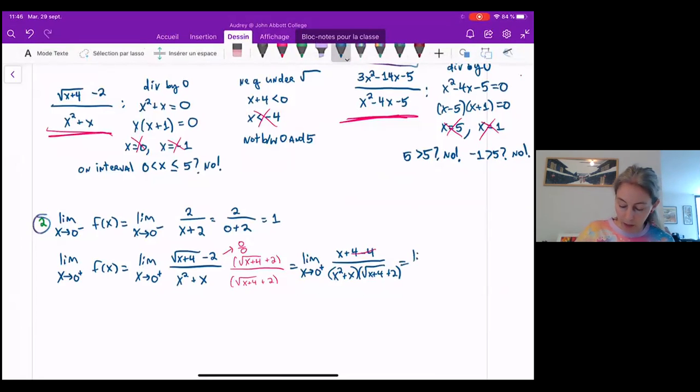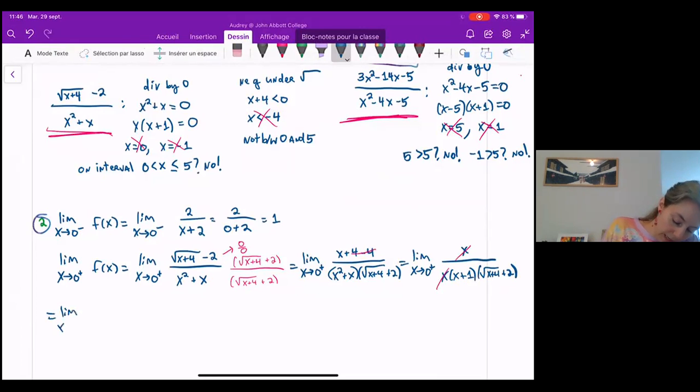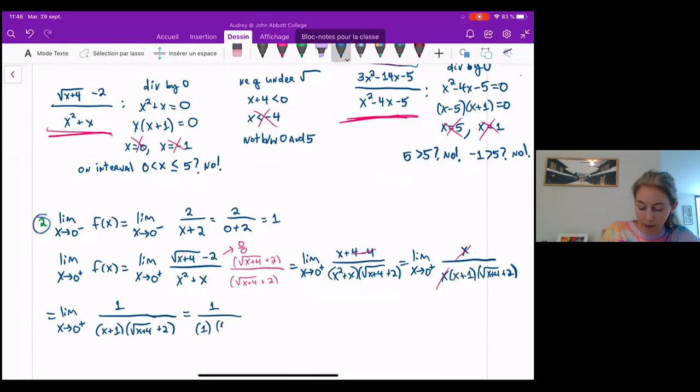So this gives me the limit as x approaches 0 from the right of x over, I'm going to refactor that x squared plus x, so that's x times x plus 1 times root x plus 4 plus 2, and I can cancel my x's out. The limit as x approaches 0 from the right of 1 over x plus 1 times the square root of x plus 4 plus 2. And when I plug in 0, I get 1 over 1 times 4, so that gives me a 1/4.